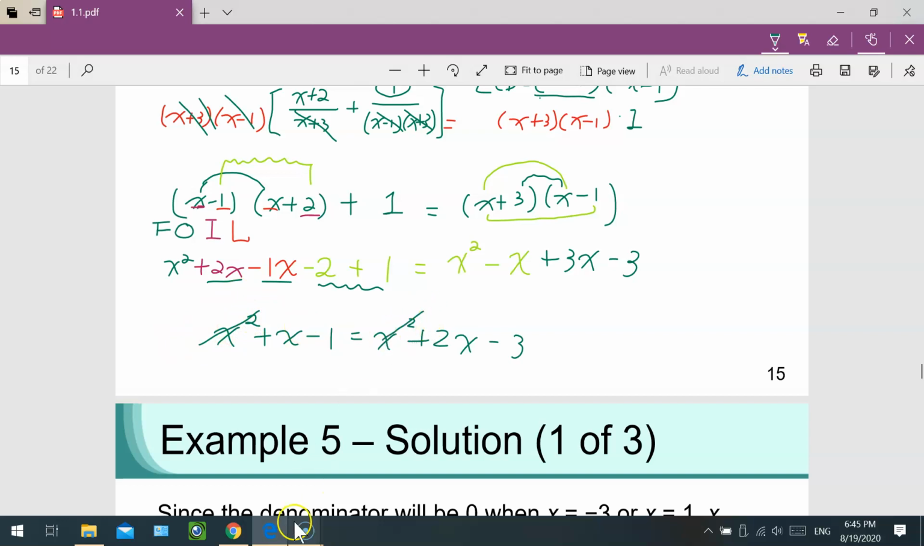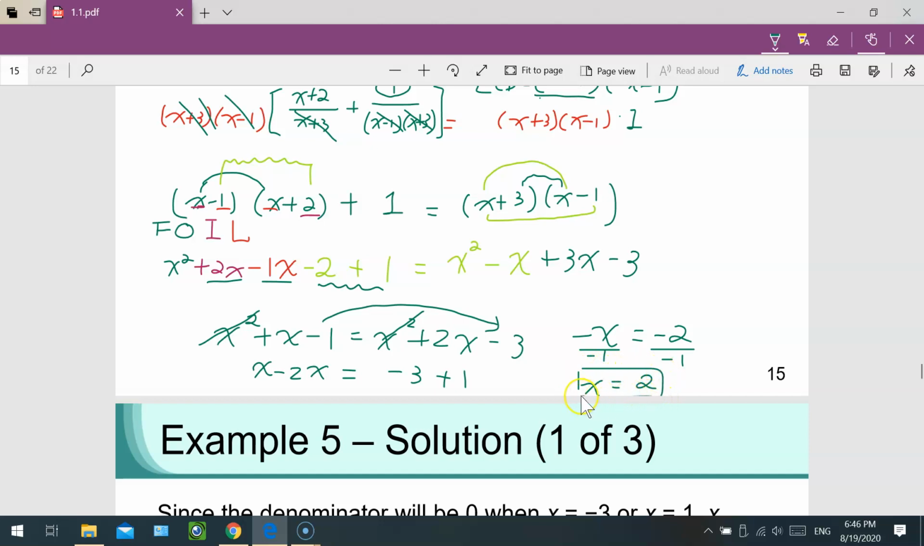Now we can cross out x squared on both sides. Then this 2x I'm going to bring to the left hand side. So we will have x minus 2x equal -3 plus 1. I bring the -1 to the right hand side, turn to a +1. This positive 2x I bring to the left hand side, turn to the -2x. Now we have -x equal -2. Divide by -1 on both sides, I get x equal 2.